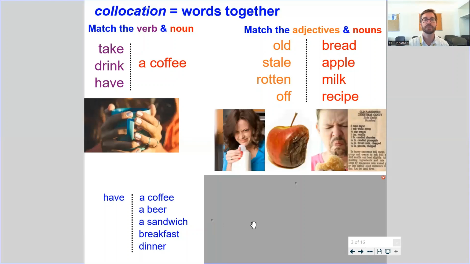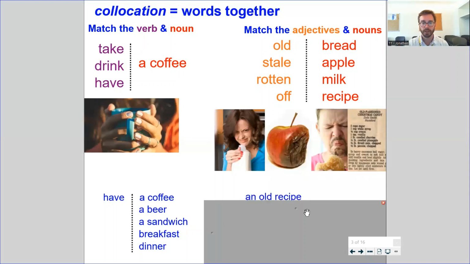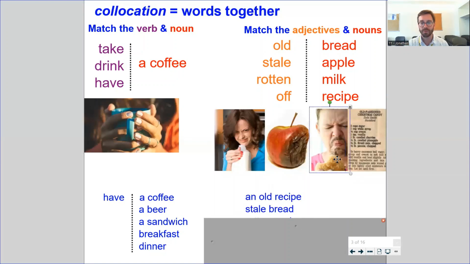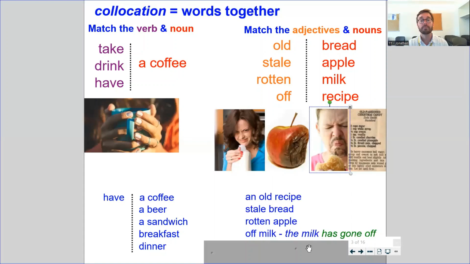What about the adjectives and nouns on the right? Well, you can have an old recipe, like the picture here, the old-fashioned Christmas candy. Stale bread is bread that is hard, so if you leave bread for a long time, it's difficult to eat. A rotten apple is when fruit goes bad and you need to throw it away, often it smells. And then milk goes off, so you can either use this as an adjective, the milk is off, or the milk has gone off. So we use different adjectives for different types of food when they're old and not good anymore.